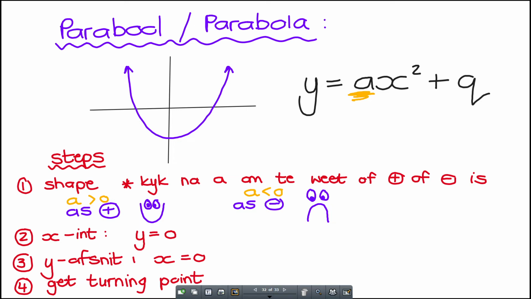Okay. Right. Then, step 2, we said we get x-intercepts by making y 0. Step 3, we get y-intercept by making x 0. En dan die laaste enetjie, het ons gesê is die draaipunt. Okay, now, the turning point, we said, en toe ek vir julle verduidelik dat hierdie gaan my draaipunt wees.